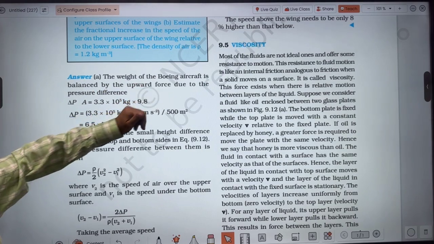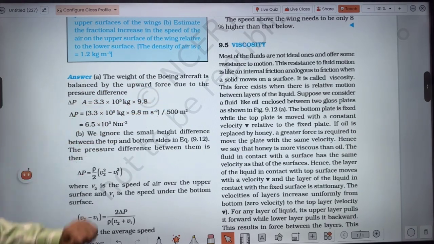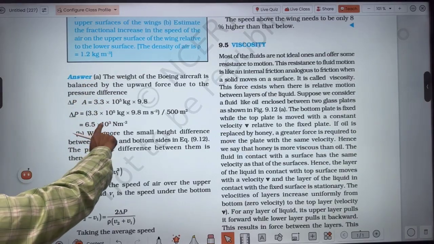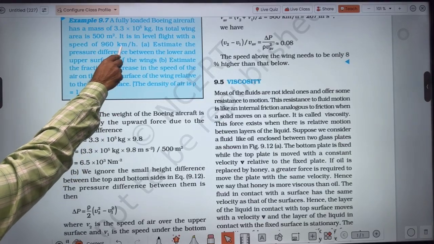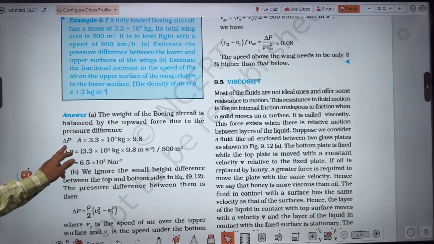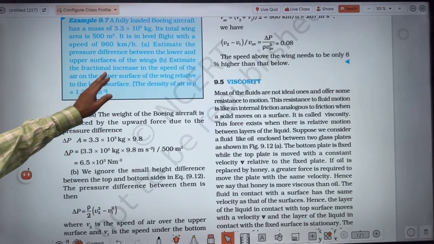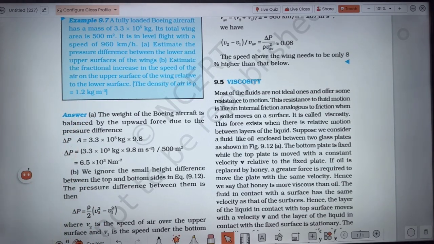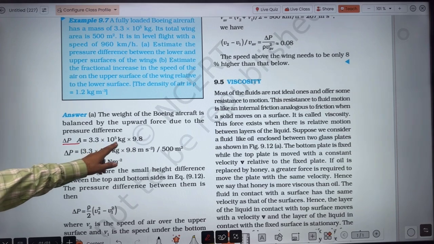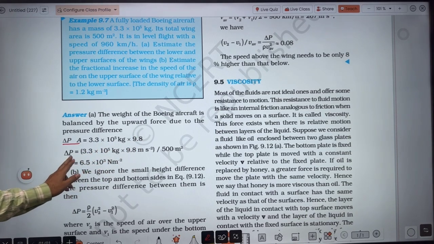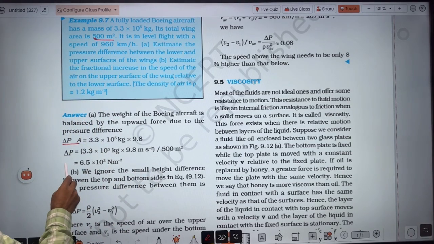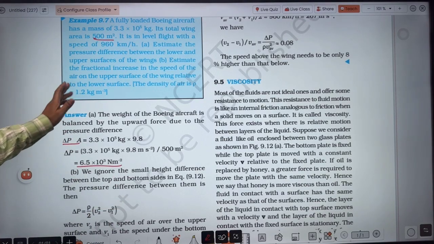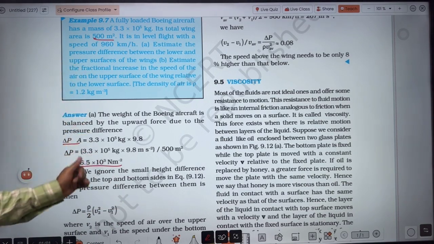The weight of the Boeing aircraft is balanced by the upward force due to the pressure difference. So in the question it is given that mass is this much, area is this much. So let's write force. Force will be mass into g, and that will also be equal to pressure into area. So we can write ΔP times A equal to 3.3 × 10^5 (this is mass) into g, 9.8. So ΔP equal to that divided by the area, which is given as 500 m². So we will get the pressure difference. So the first part of the question, related to pressure difference, we have found.